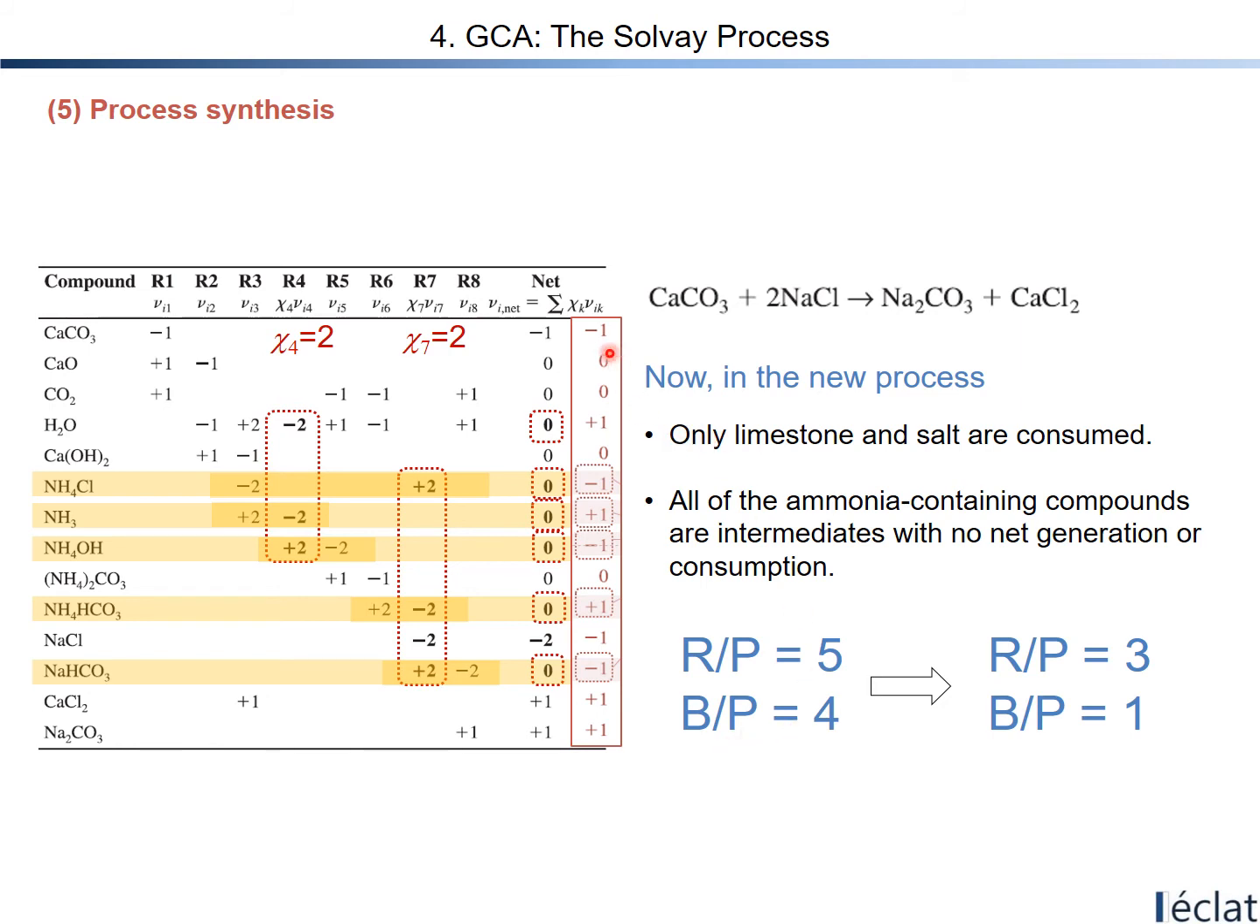Then let me check the new column. So for reactants, let me check the minus signs, -1, -1 and -2, so totally 3. 3 over 1 is equal to 3. How about byproduct? There are no plus, no plus, no plus, and the only plus is found here, which comes from calcium chloride. So 1 by 1 is equal to 1. Then here's our success. After process synthesis, you have decreased the RP value and BP value at the same time.